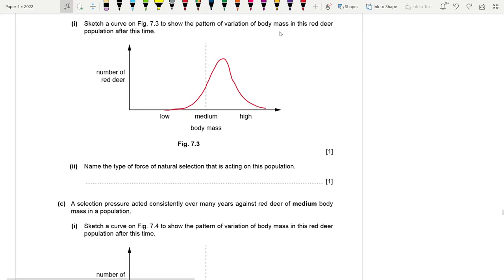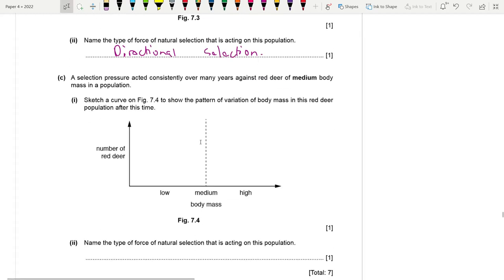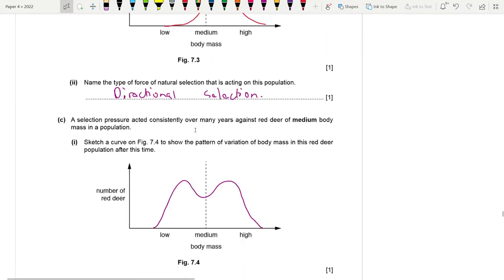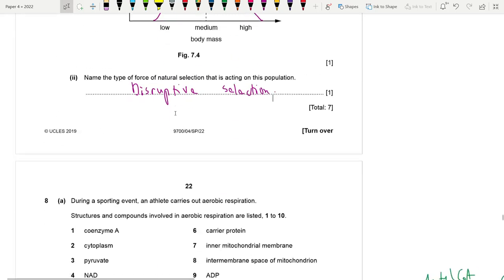Name the type of force of natural selection. So this is directional selection, when one extreme is selected against. What about this? Now, against medium body mass. If it acts at the middle of the curve, disruptive selection will occur. Now we end up with two peaks, with a dip in the middle. So this is called disruptive selection. Really important diagrams. The position does not change. It's kind of like this, yeah.